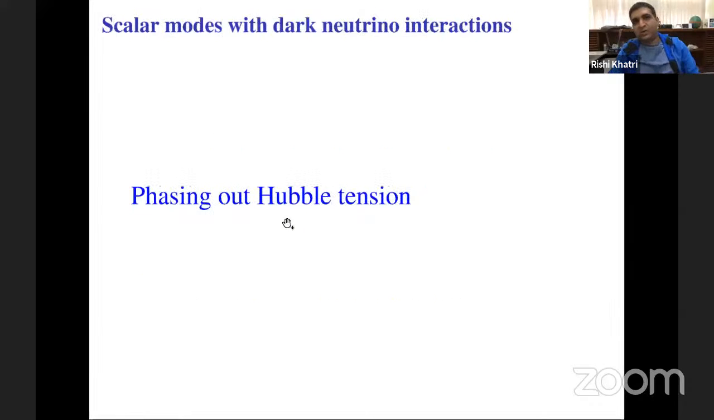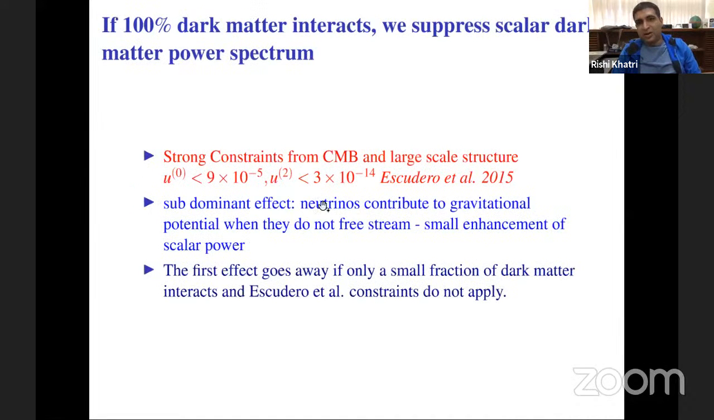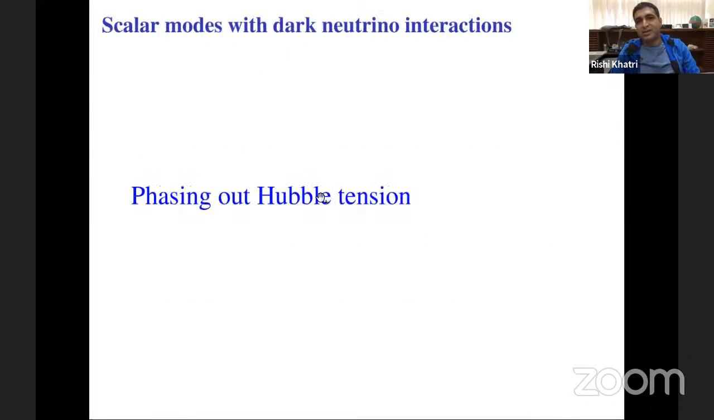So now there's an interesting connection. We already see that we are affecting gravitational waves, and maybe neutrino free streaming is also affecting scalar modes in some way. So let us look at that in detail. What is happening to the scalar modes? And it turns out that actually this can solve the Hubble tension.